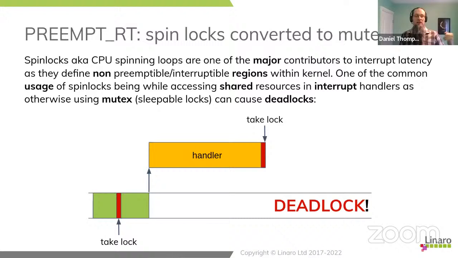What we can do is take the spin lock API that we have in the kernel and implement it using a sleeping lock. If we implement it using a sleeping lock, then we gain the capacity to take those locks from interrupt safely.